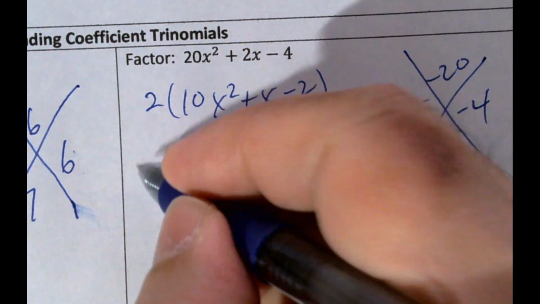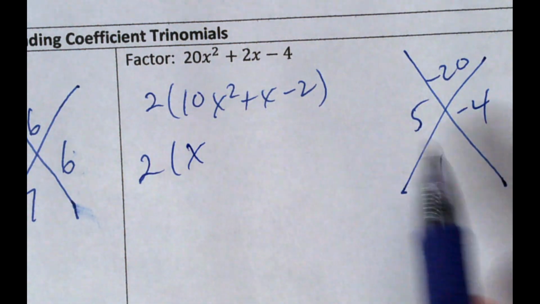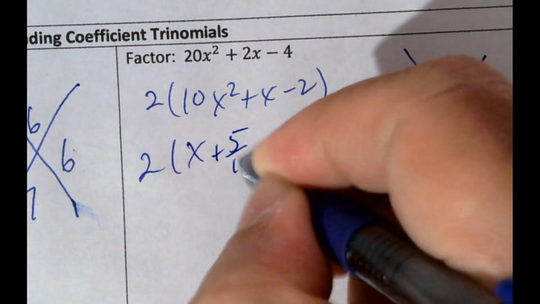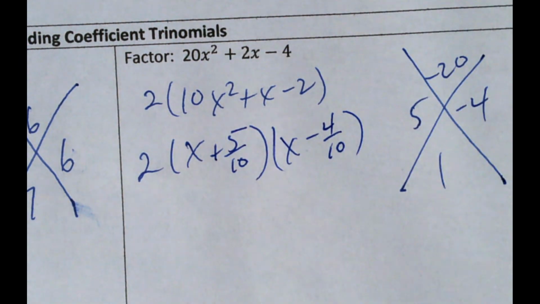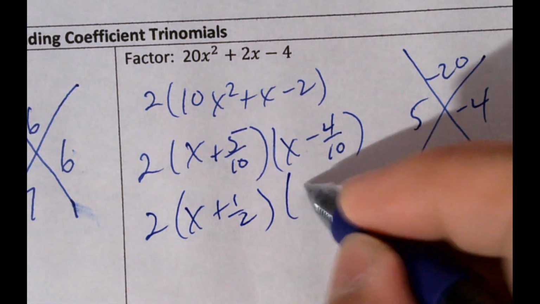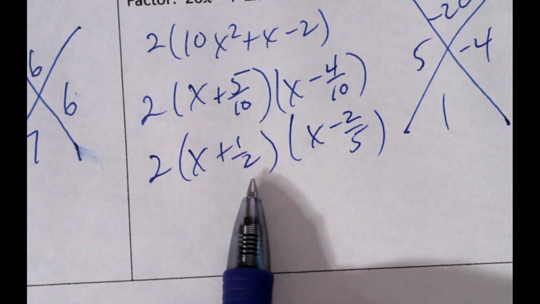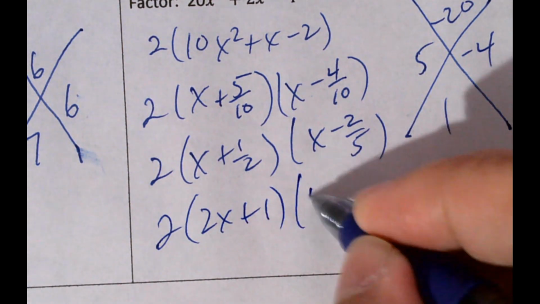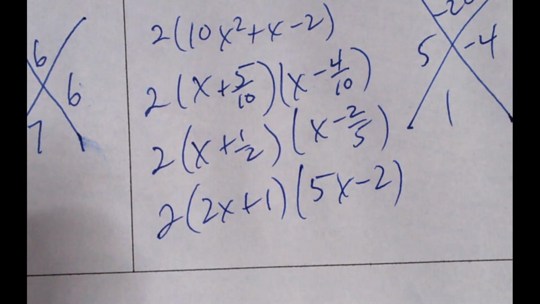So that works. This 2, you just copy it along to the right. Then x, and you're going to divide by the new leading coefficient of 10. So it's x plus 5 over 10 and x minus 4 over 10. Reduce the fractions. So that's x plus 1/2 and x minus 2/5. Bring out the denominators. So it's 2x plus 1 and 5x minus 2. And that's the answer. And that's the end of the video.